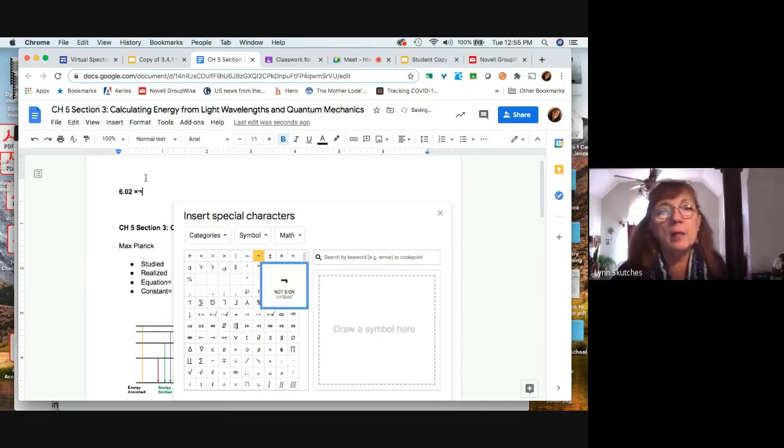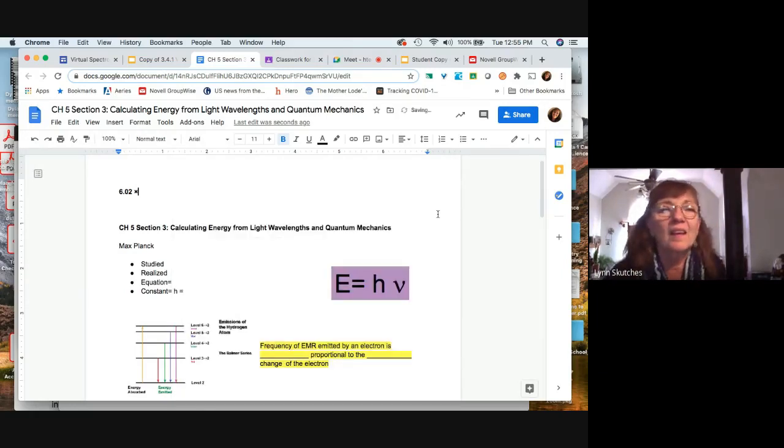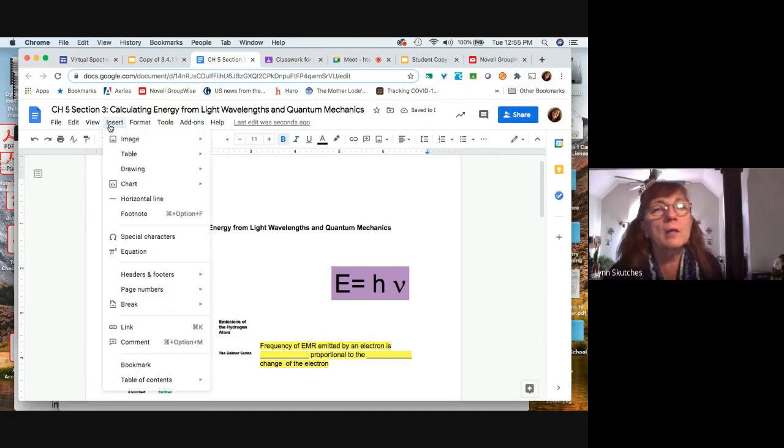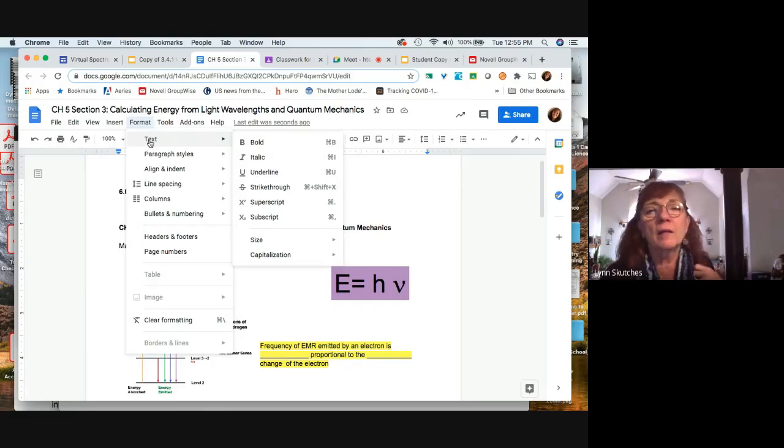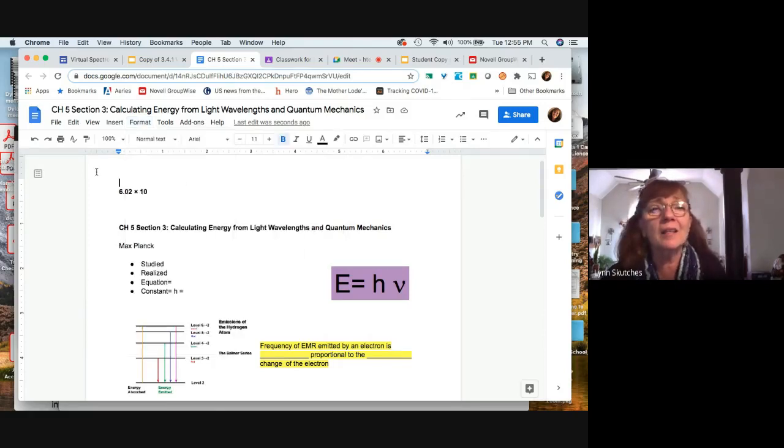And then you can put 10. Whoop! So you can't, I lied. You have to get out of here first. There we go. Then do 10. And then to do powers, you can do format, text, superscript, but that's a lot of work going through that bar. If you can find the command button on your keyboard and the period and hit that.